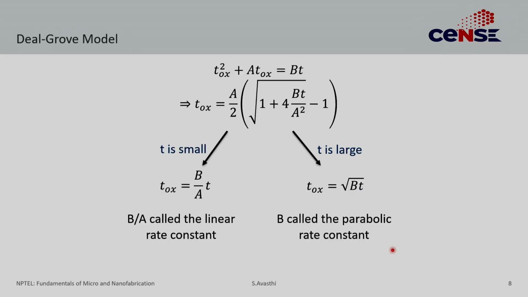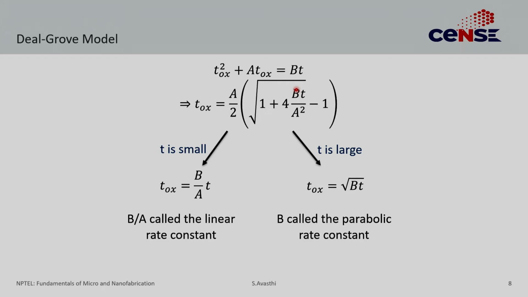So, let us look at the quadratic solution of this equation. The quadratic solution is Tox equal to this. Now, supposing T is small, which is, you are looking at very short times, at the start of this oxidation process. If T is small, then we can ignore this, in which case Tox can be approximated as nothing but B/A into T. So, this term is too small.